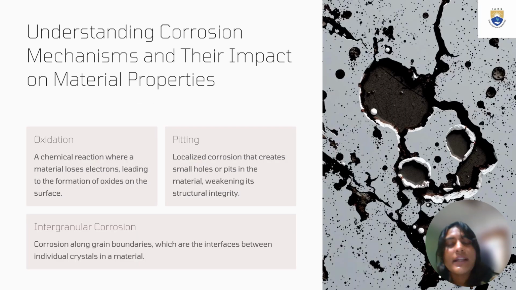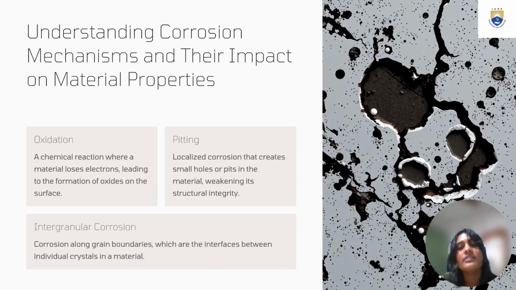Understanding corrosion mechanisms and their impact. Corrosion is a natural electrochemical process where metal degrades over time due to environmental exposure. This environmental exposure can lead to oxidation, pitting corrosion, and intergranular corrosion. What is oxidation? This is the most common form of corrosion. It occurs when a metal reacts with oxygen and moisture, forming an oxide layer like rust on iron. This oxide layer changes the material's conductivity and dielectric properties, which can be detected using microwaves.